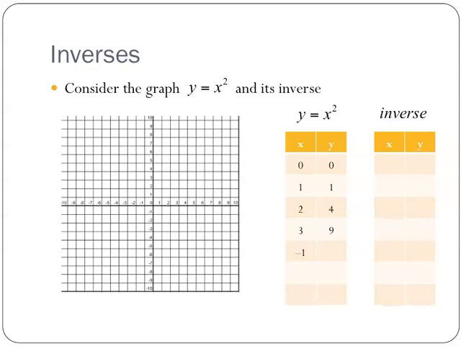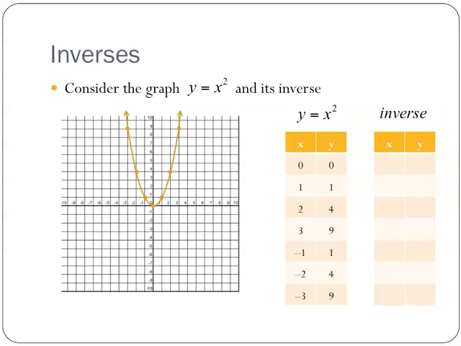Negative 1 squared is positive 1. Negative 2 squared, you get positive 4. Negative 3 squared, you get positive 9. Okay, so now graphing all these points that we just found to come up with our graph. So 0, 0, 1, 1, graph all those points on there, and we can see that we have this parabola.